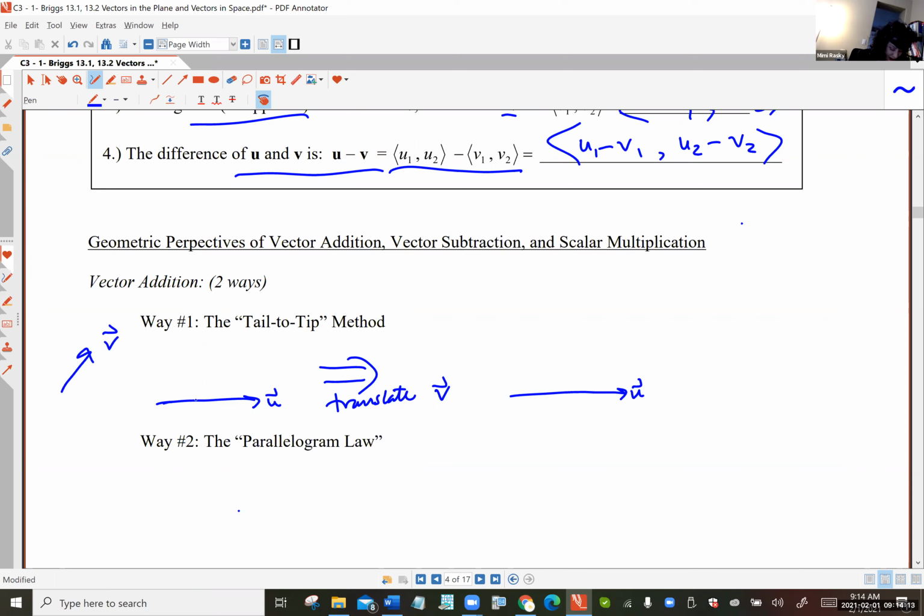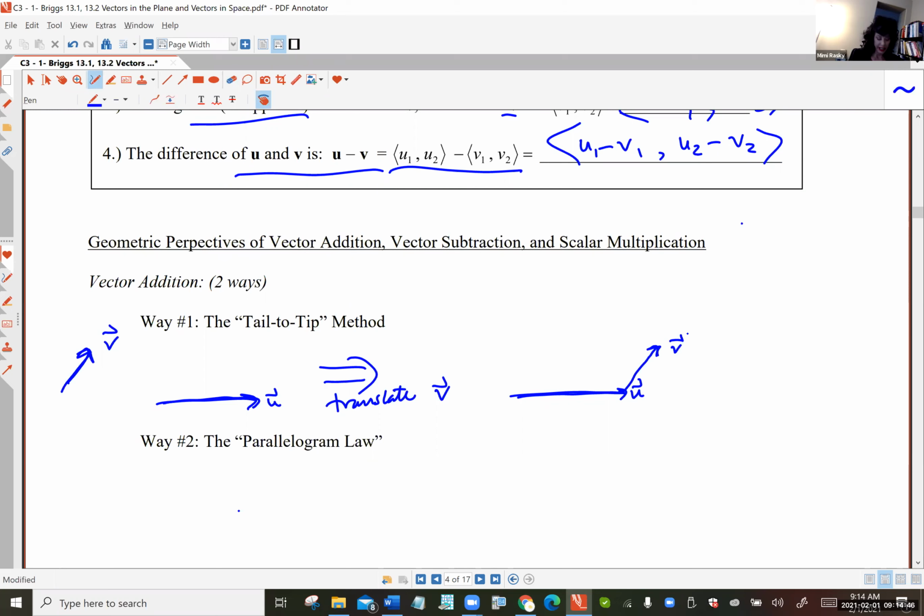So here's U. Here's V. Somebody says add them together. What I'm going to do is I'll redraw U right here, and I'm going to translate V. Remember, as long as V maintains its integrity, that is the direction it's pointing and its magnitude, I can move it anywhere I want to. I wanted to do the tail to tip method, so I put its tail on the tip of U like that. That's why they call this the tail to tip method.